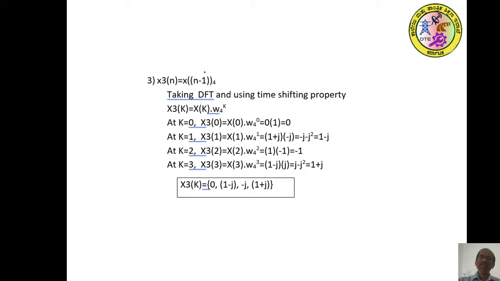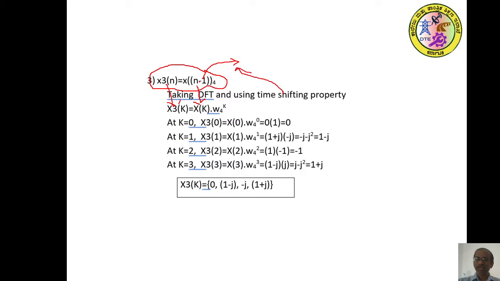Next, now it is x3 of n is equal to x of n minus 1. Apply DFT on both sides. x3 of n will have a DFT of x3 of k. X of n minus 1 will have a DFT of x of k into omega n power minus kn or plus kn depending on your requirement. This is n naught. This concept is called as time shifting property, which I have tried here.